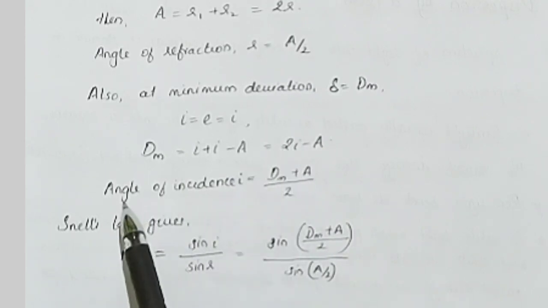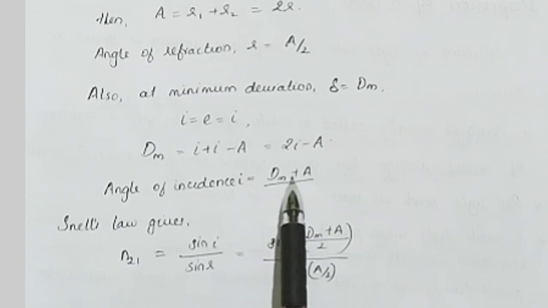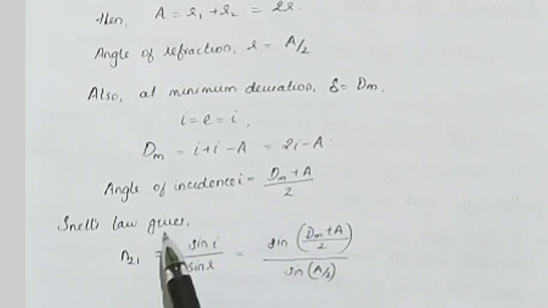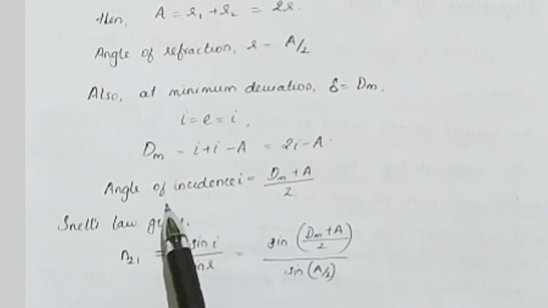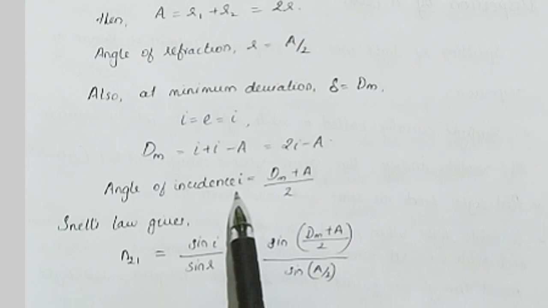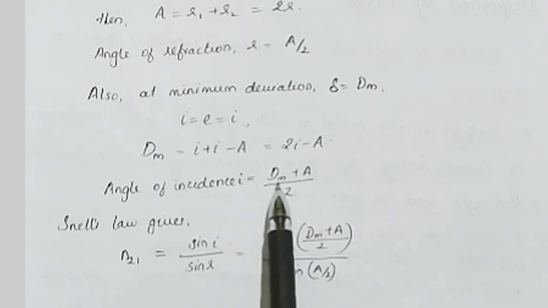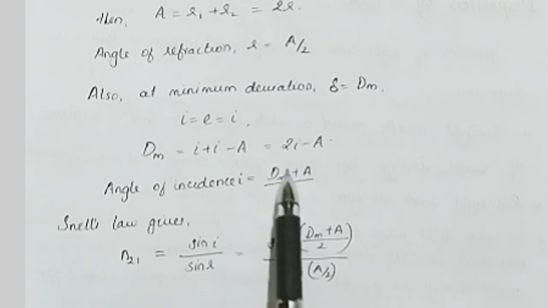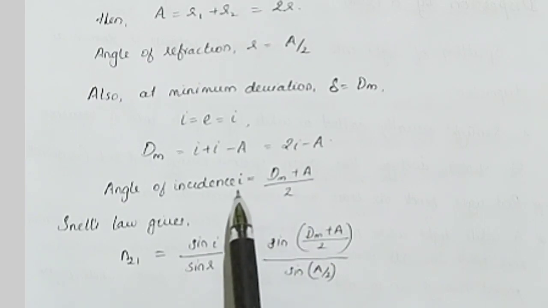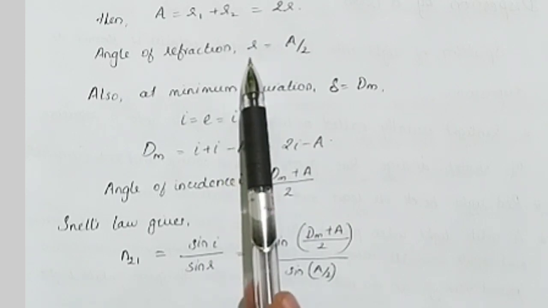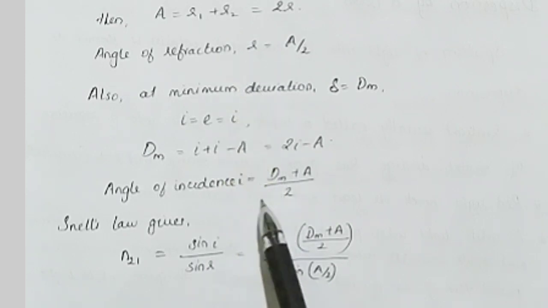and from this we can write the expression for angle of incidence as i is equal to (Dm plus A) by 2. So this is another important condition that we obtain for minimum deviation, that is, at the condition of minimum deviation the angle of incidence will be equivalent to (Dm plus A) by 2, where Dm is the angle of minimum deviation and A is the angle of prism.